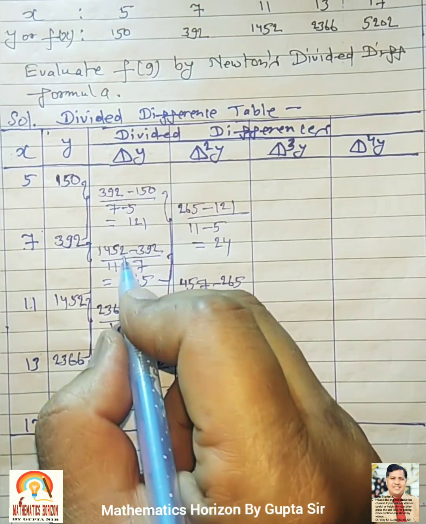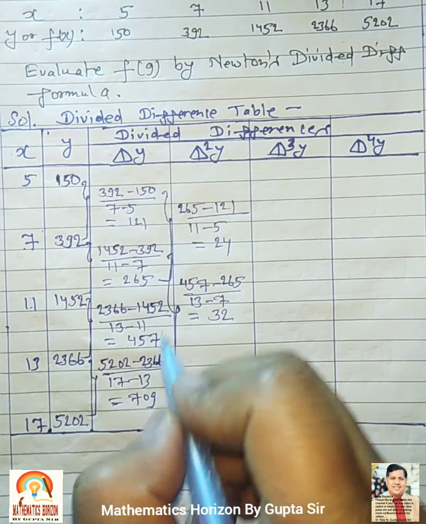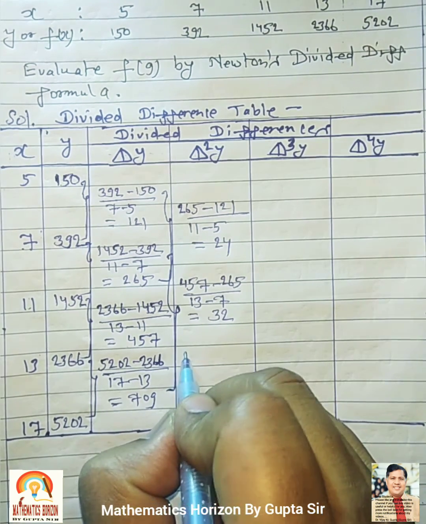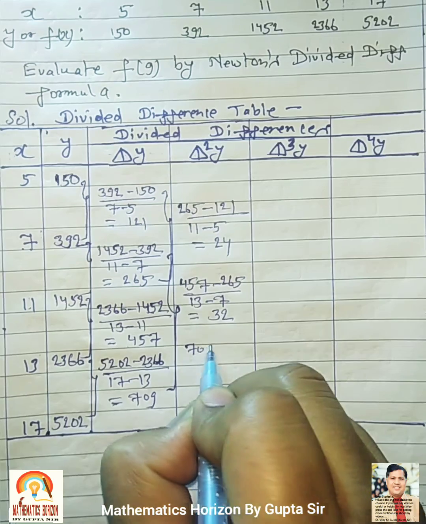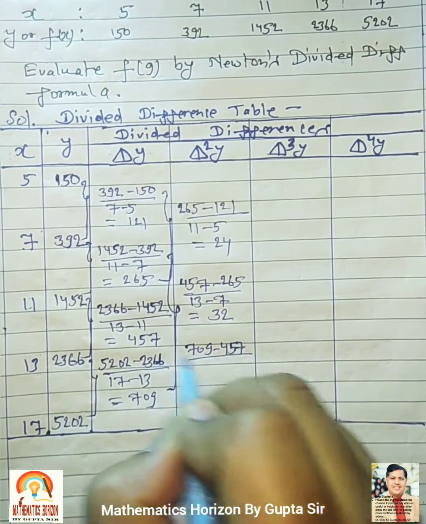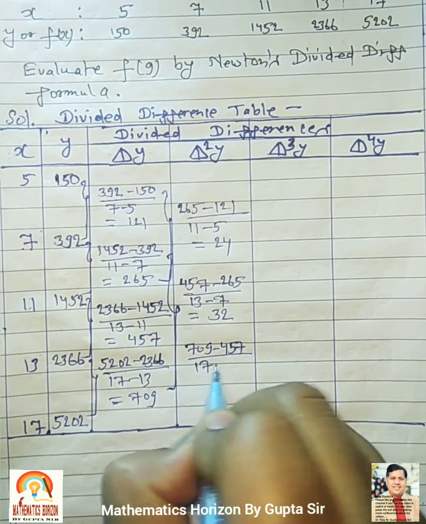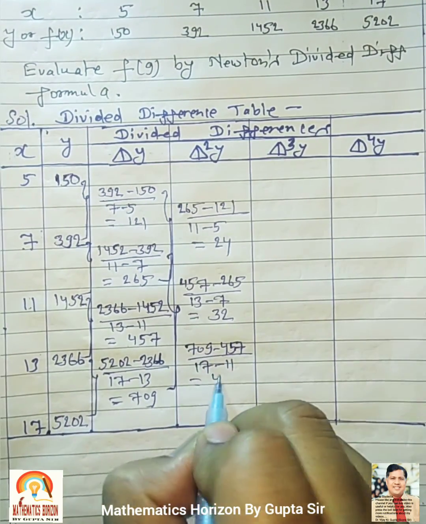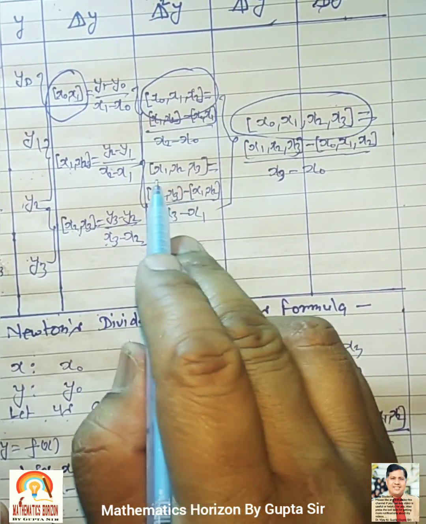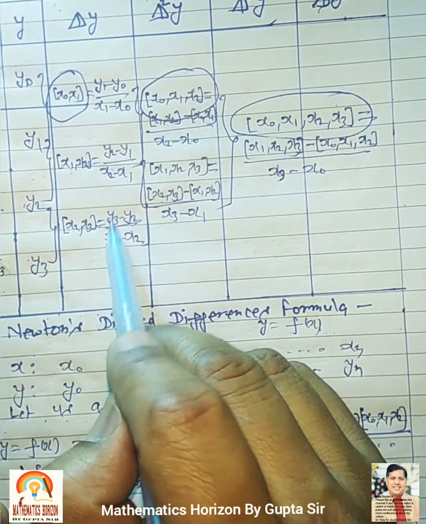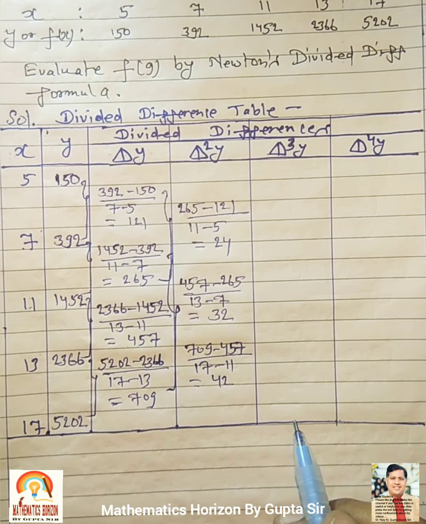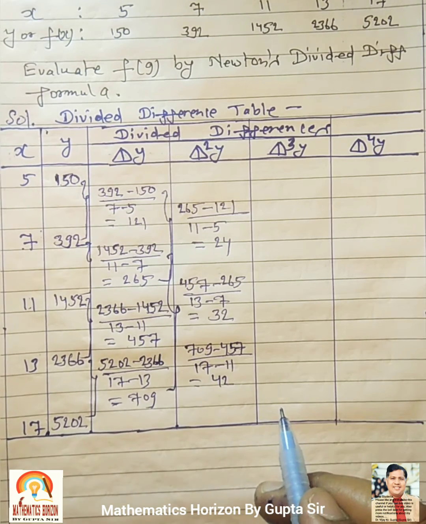Okay. Next we find out divided difference for these three terms. That is, next order will be 709 minus 457 upon 17 minus 11. On solving this is 42. How we can find out this term? This term minus this term upon this term minus this term. In this way we can find out other differences also.